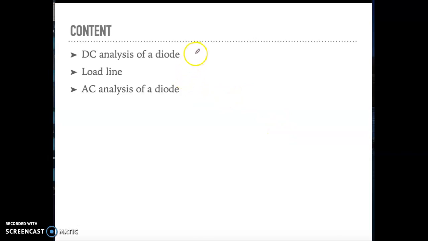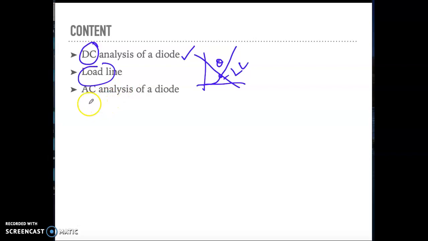In your chapter 2, you learned about semiconductors and how you analyze the diode in the DC analysis. What is the load line? Load line is when you have the IV characteristic. This is the IV characteristic of the diode. The straight line here, what we call load line. Why do you need to have load line? Because you need to have the Q point. Now we move to the AC analysis of the diode.